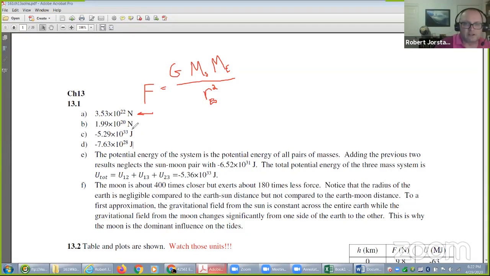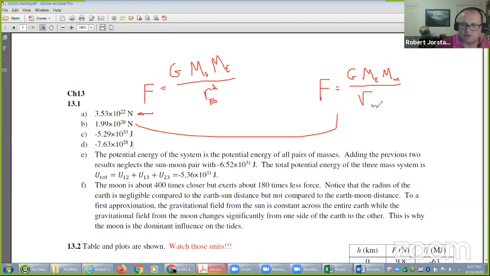For the moon on the Earth, it would be force equals G, mass of the Earth, mass of the moon. Obviously, it doesn't matter the order you do them in. All over radius Earth-moon squared. And I just want to point out, if you do the math, look at these exponents here, people. This is slightly interesting.